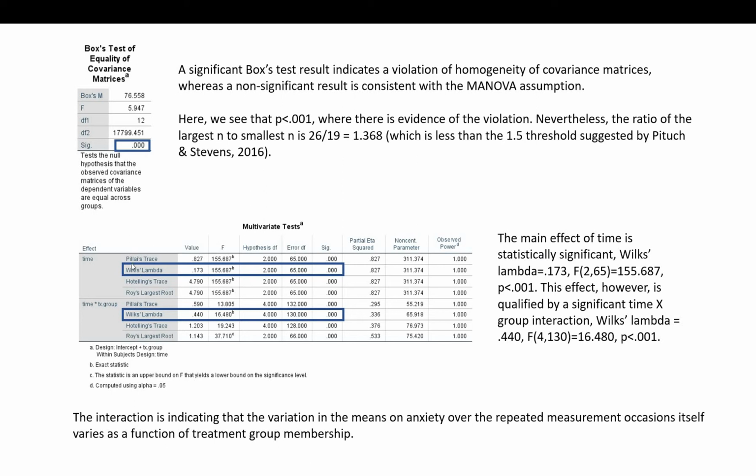So you can see right here I've outlined the test results with respect to time and time by treatment group. So there are 4 different multivariate test results that are presented. Wilks lambda tends to be one of the more commonly presented results. So you can see right here that we have Wilks lambda for the main effect of time. That effect is statistically significant, and then the time by treatment group interaction effect is statistically significant. So that's basically telling us that the variation in means on anxiety over the repeated measurement occasions is itself varying as a function of treatment group membership.